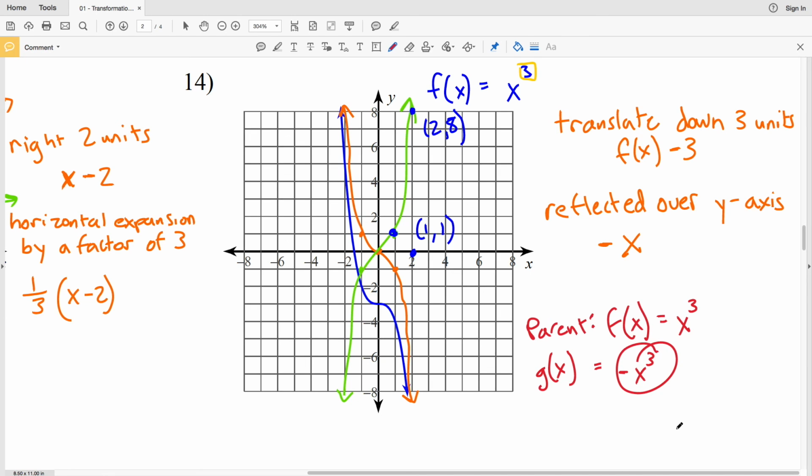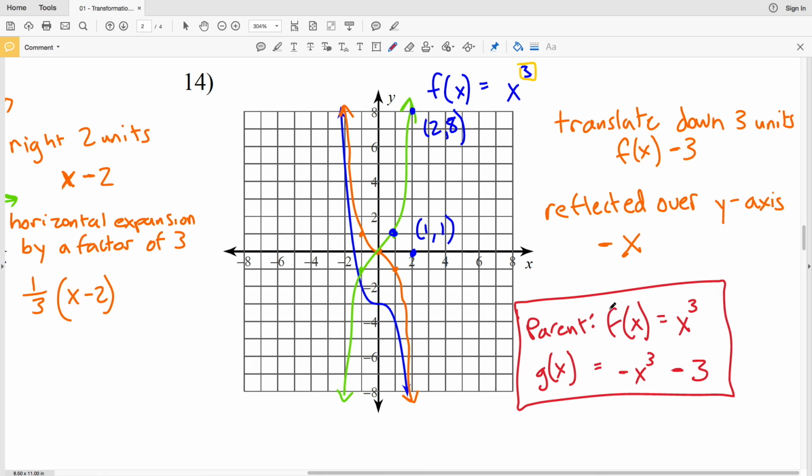So now our function is negative x cubed, and we need to translate that function. So now we're going to subtract 3. So we have f of negative x, and we're subtracting 3. So g of x equals negative x cubed minus 3. And that's the final solution on this worksheet.